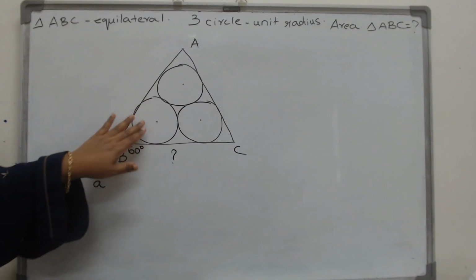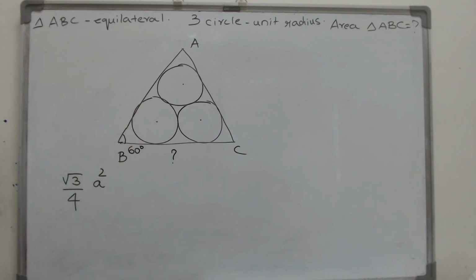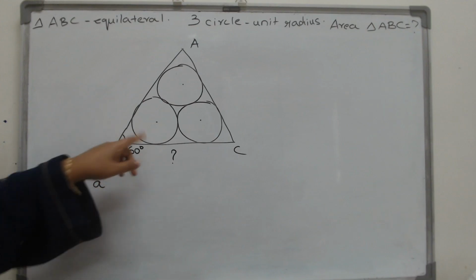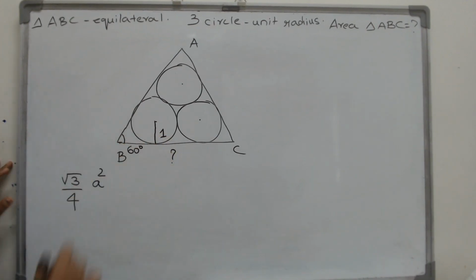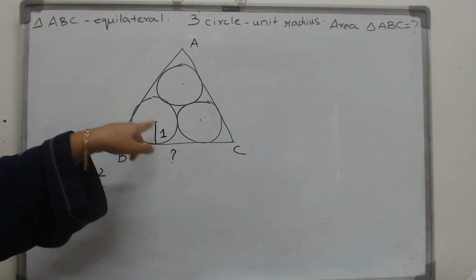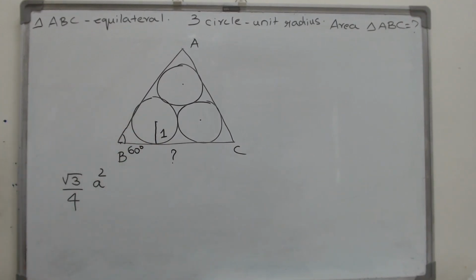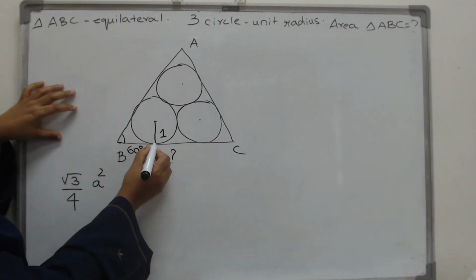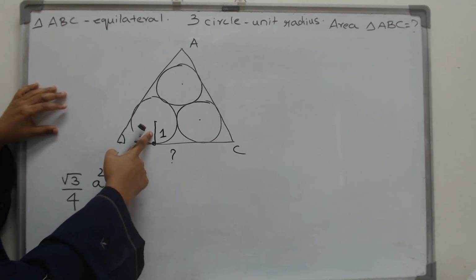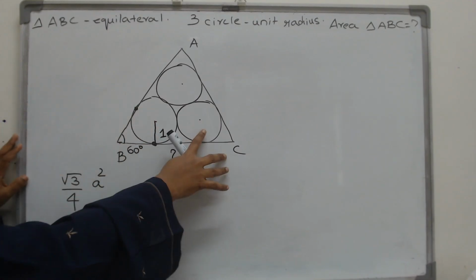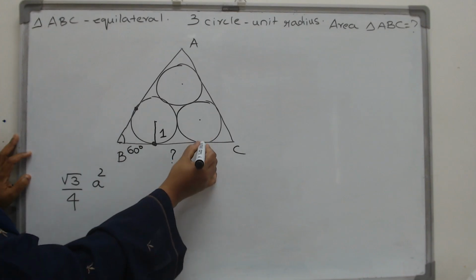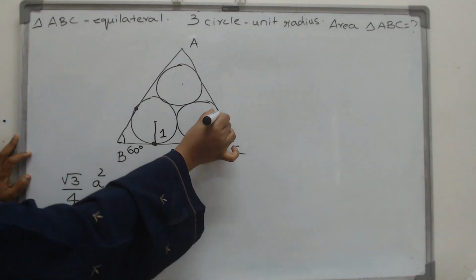Inside this triangle, we have three circles, all of them having radius 1 unit. Now, what else is similar between these three circles? You will notice that each one of them touches two sides of the triangle. For example, this circle touches this side and this side. Similarly, this circle here touches this side and this side.